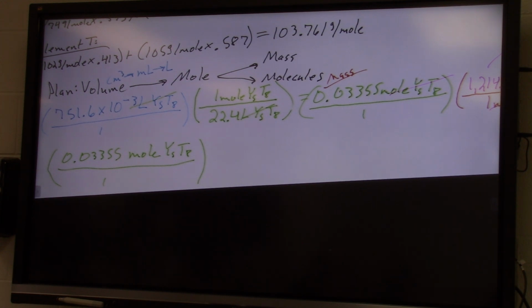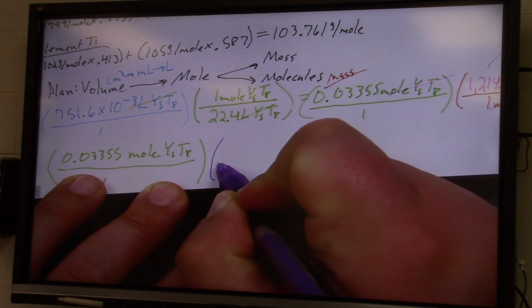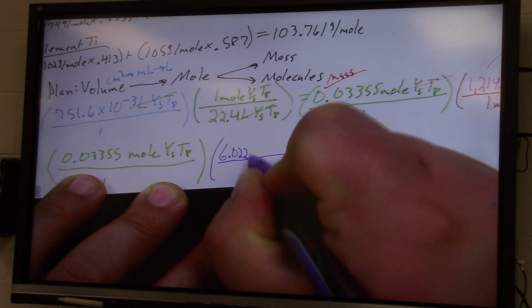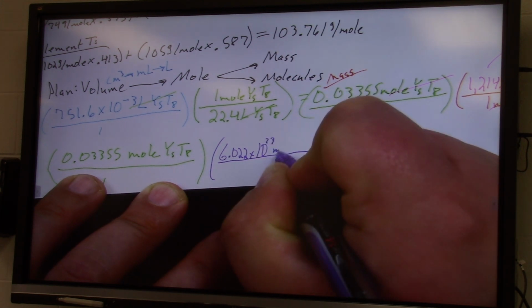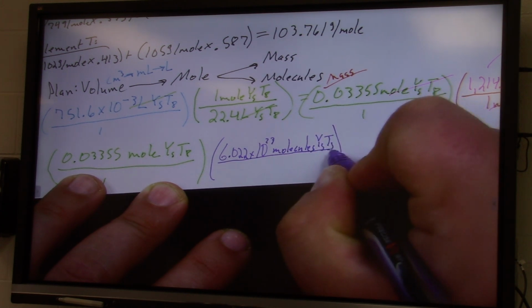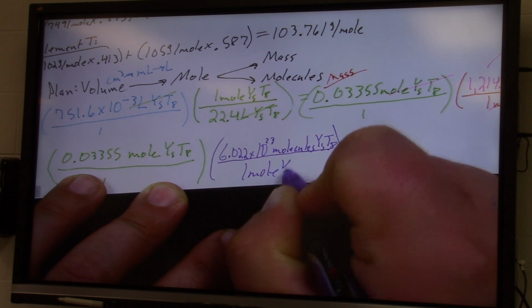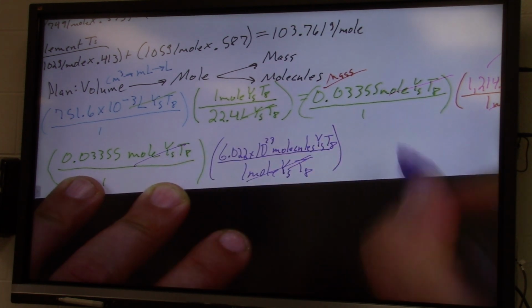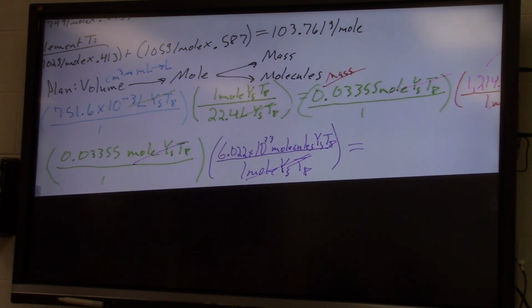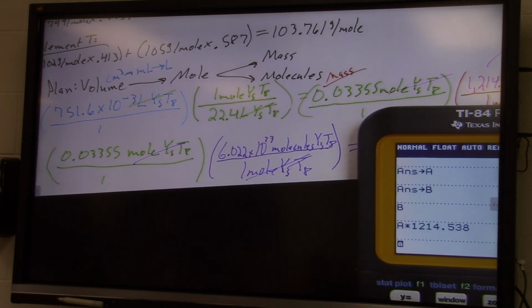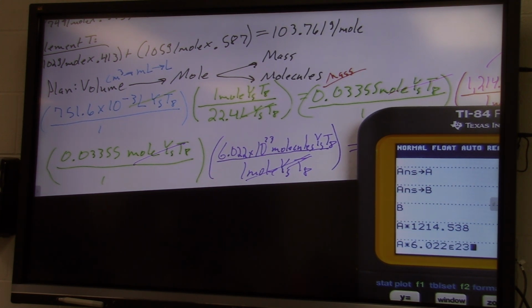All right, now let's go here. We gotta get the molecules, right? Set the conversion factor up. So Avogadro's number on top, so I'm going to molecules. One mole on the bottom. Moles cancel, leaves me with molecules, that's good. So I'll set this up, alpha A, 6.022.